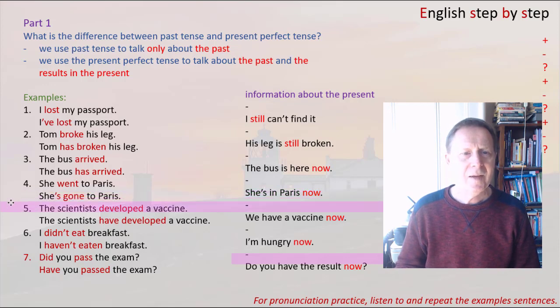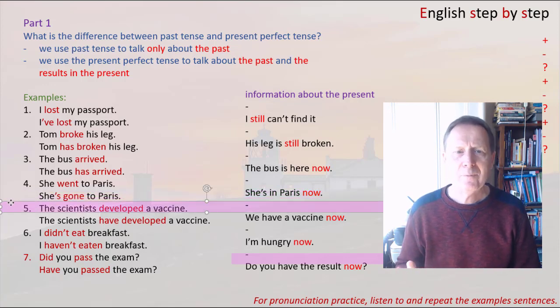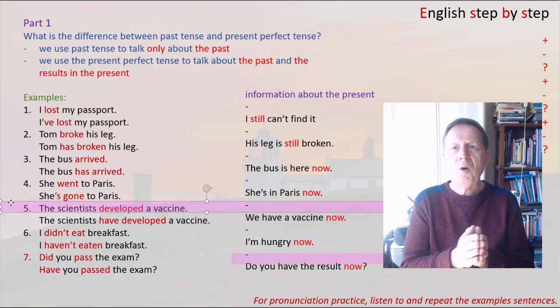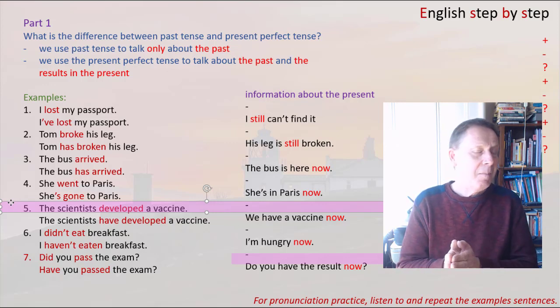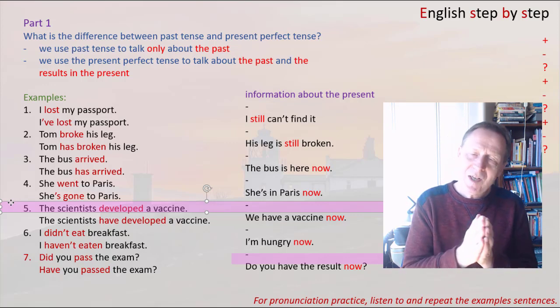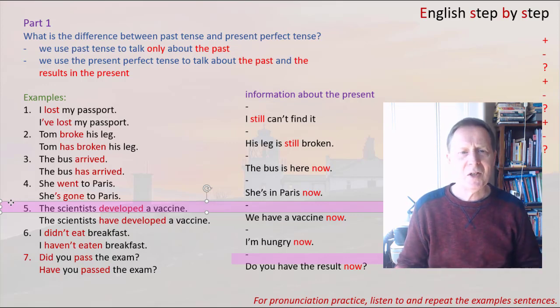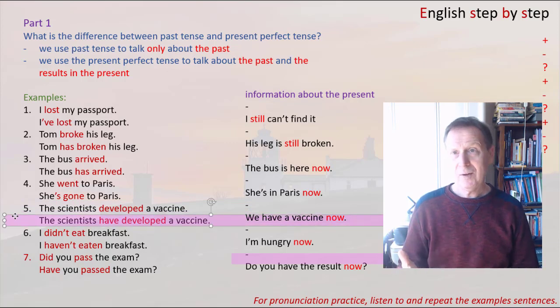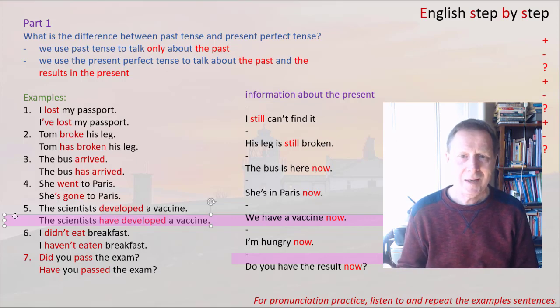Next one. The scientists developed a vaccine. Now that's in the past, maybe 1 year ago, maybe 10 years ago, maybe 100 years ago. It's in the past. There is no information about the present. Next one. The scientists have developed a vaccine. Well, that means we have information about the present. We have a vaccine now.